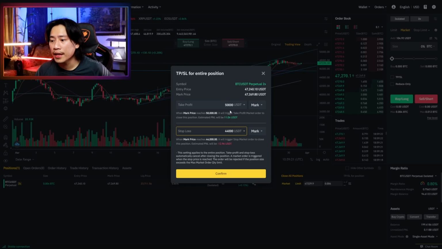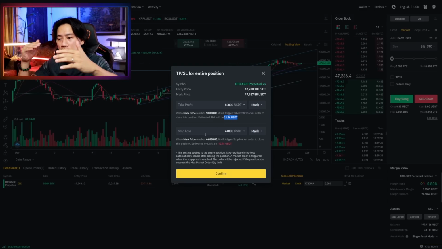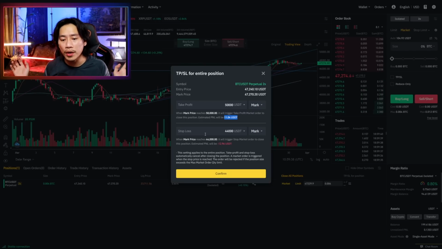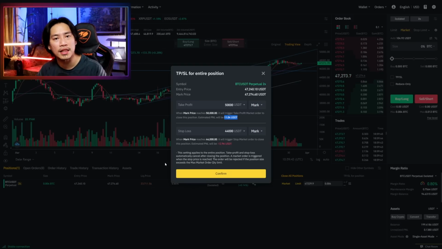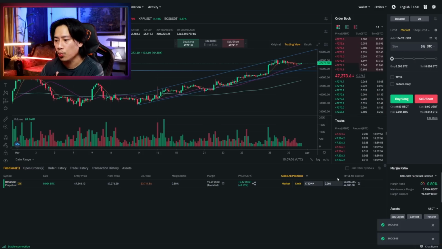So when Bitcoin price hits 50, your earnings will be $11.04, okay, in USDT. And then if the price of Bitcoin goes low and hits 44,000, you're telling Binance to close out that position and just take the hit. I can just go ahead and lose $12.96 rather than lose more than that. Okay, so when I click on confirm, those are the conditions that it will be following.